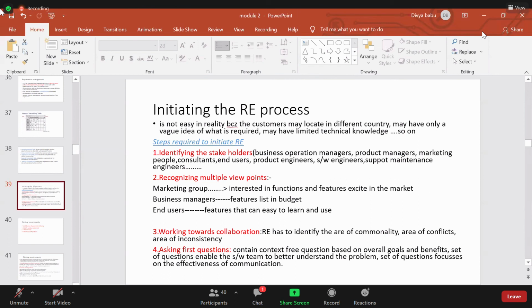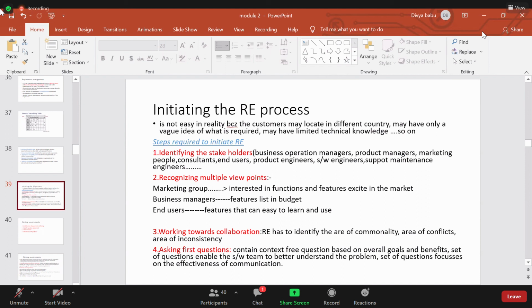For example, marketing people are interested in functions and features. The product should be exciting in the market, then only will people go for it, right? That is the marketing people's perspective. They will focus more on the aesthetic appearance, attractive features, some fancy features. Some products have fancy features that do not have any use, but still they are there. Why? To attract the customers. So that is the marketing idea.